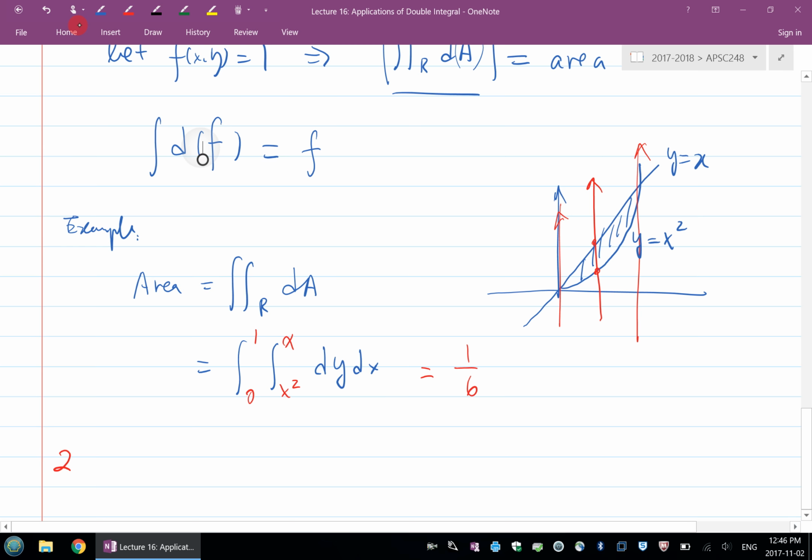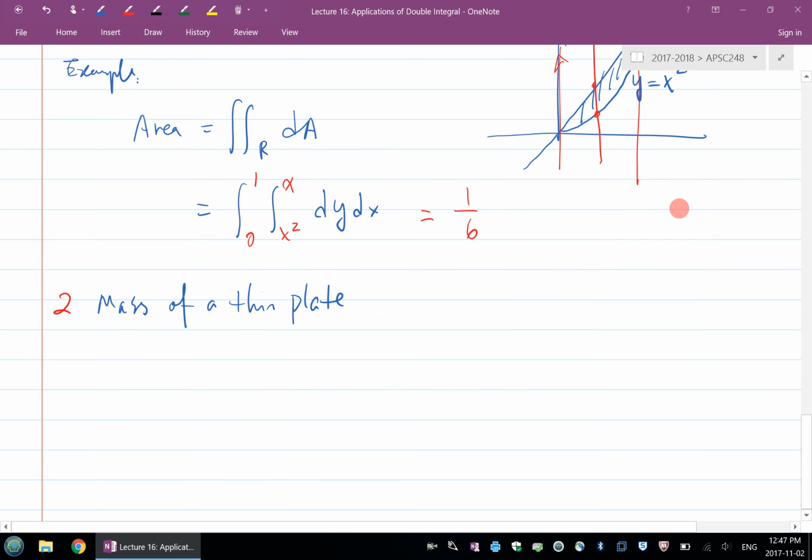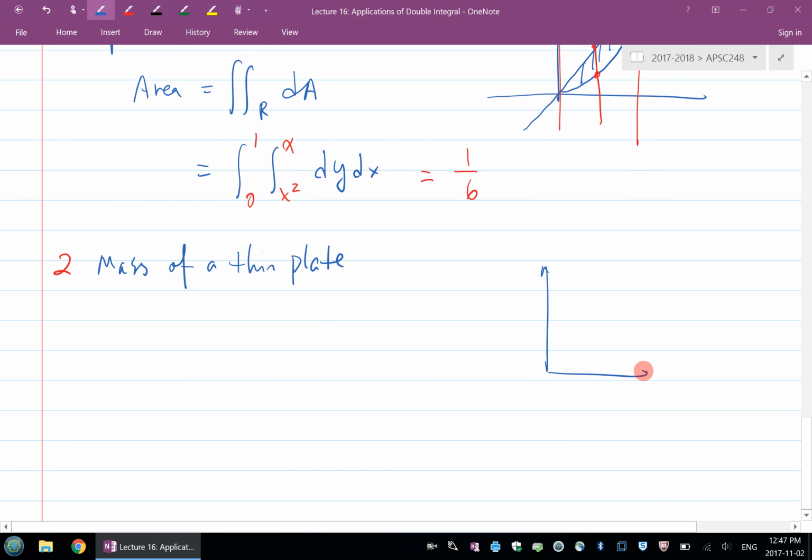That will be the first application here. Okay, so let's look at the second application. The second application will be to calculate the mass of a thin plate. So for the mass of a thin plate, essentially, we give this double integral a slightly different meaning here.